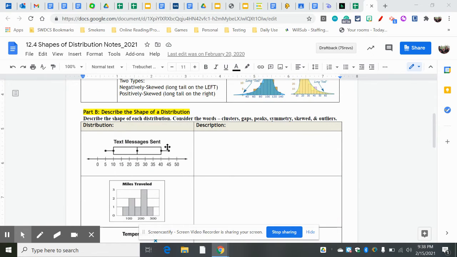So we're going to describe a few of these. It's going to be you just kind of following. You don't have this paper here. I have it as a material in our Google Classroom. If it's something you'd want to access, I'm going to leave my answers on there, but it's not something you'll have to write down. So we're going to describe the shape of the distribution, consider words. We're going to use words like clusters, gaps, peaks, symmetry, skewed, and outliers, okay?